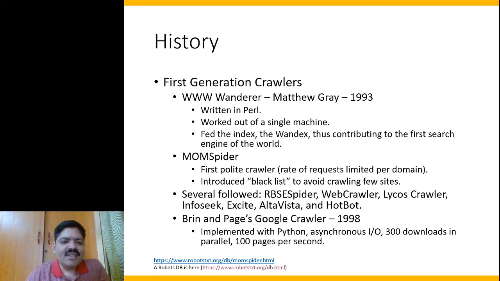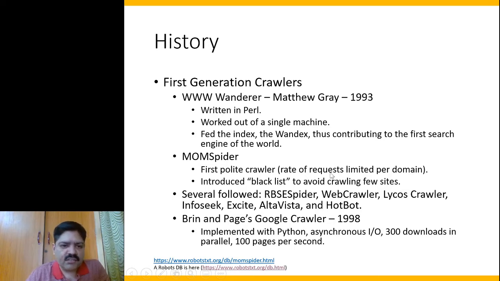There are many bots here, so you should spend some time looking at the existing bots and what they do. If we look at the history of these crawlers, they can broadly be classified into first generation and second generation crawlers. The first generation crawlers were pretty simple. They ran on a single machine, and they basically were interested in feeding a search engine. Like the WWW Wanderer, which was written in Perl, and it fed the index called the Wandex, which was quite popular at that time.